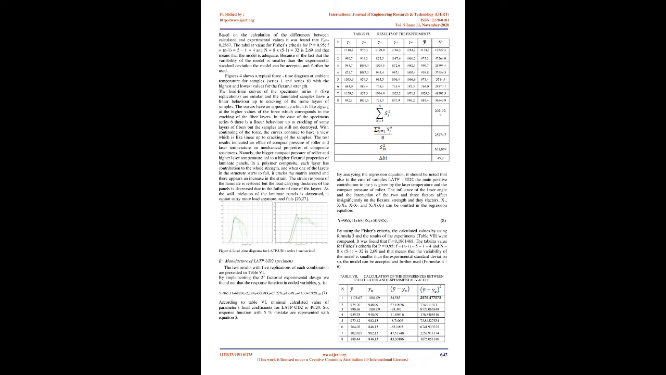In the experimental design, the terms x1x2, x1x3, x2x3, and x1x2x3 are the interactions between the factors, which might also have an influence on the response, in our case flexural strength, the y value. According to Table 4, the minimal calculated value of parameters' final coefficients for LATP-UD1 is 30.67. So, the response function with 5% mistake is represented by equation 3.